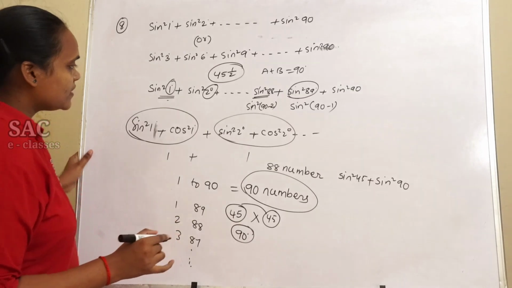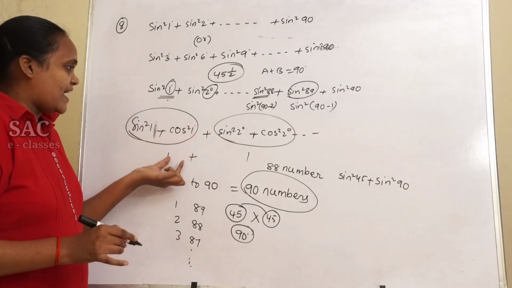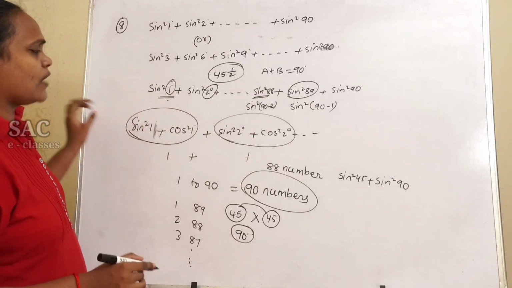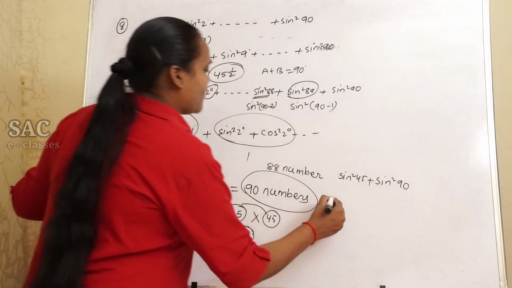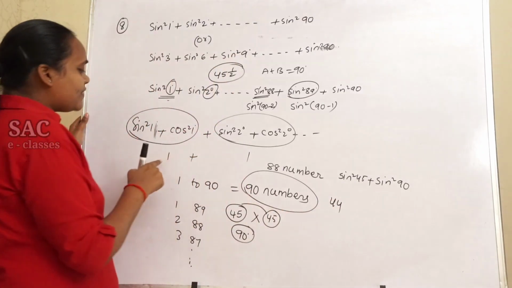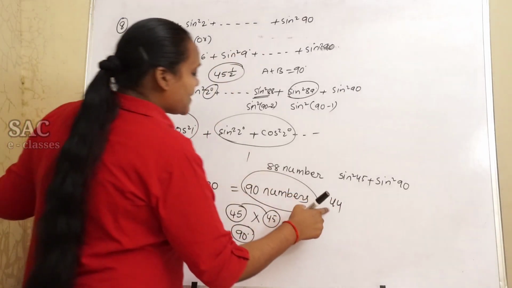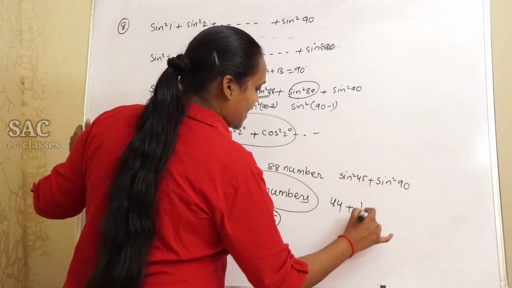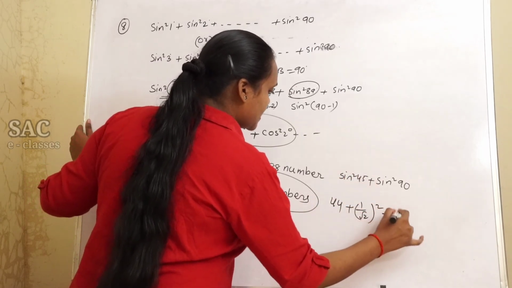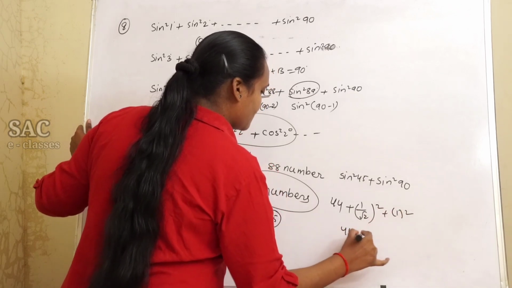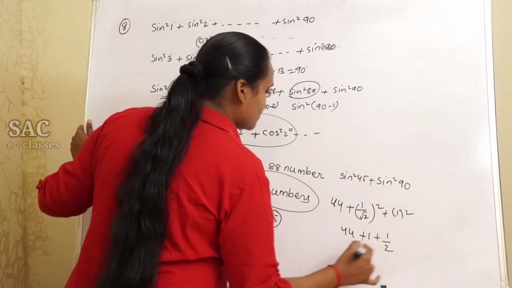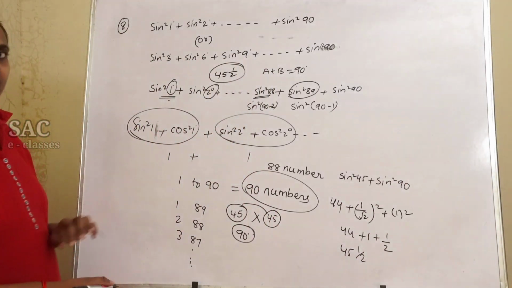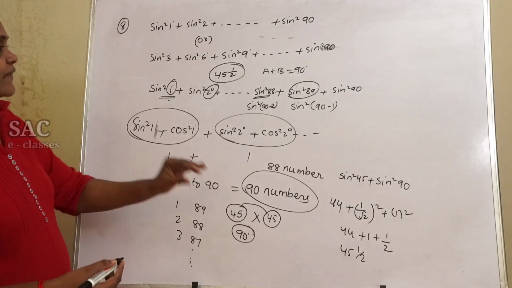I told you that from each pair one value will come. So 88 numbers can be paired into how many pairs? There are 44 pairs. Each pair will give one. So 44 pairs will give 44, plus sine square 45 is 1 by root 2 whole square, plus sine square 90 is 1 square. Totally 44 plus 1 by 2, which is 45 1 by 2.